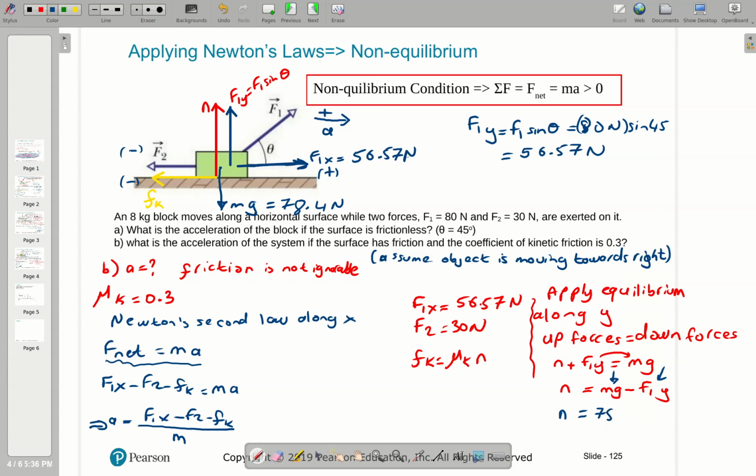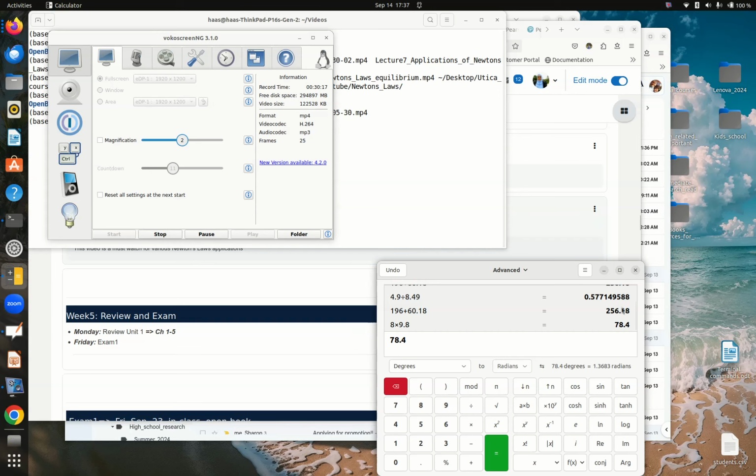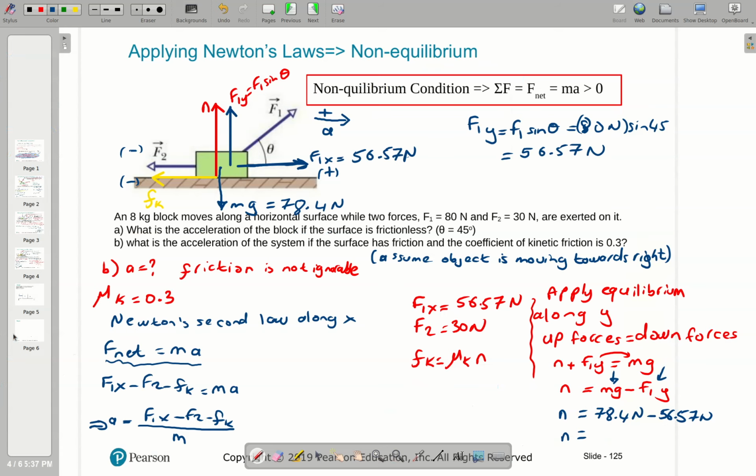Mg was 78.4 Newton. F1y is 56.57 Newton. And the result of that should be... checking to see if I have a number here for that. Actually, I don't. I'll just go ahead and find that. So 78.4 minus 56.57. Let's find that. That guy minus 56.57. 21.83. All right.